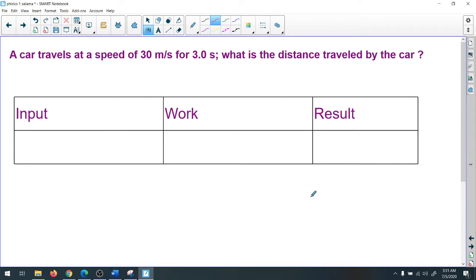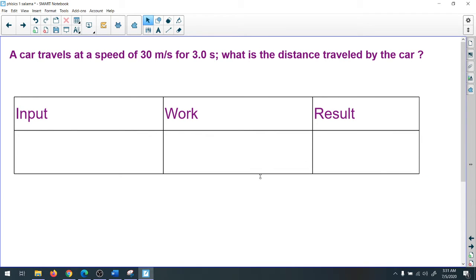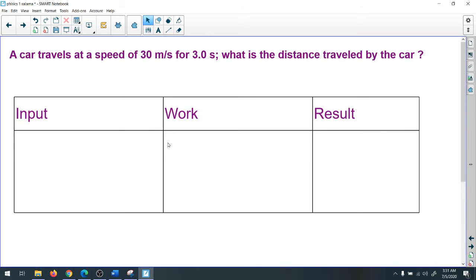Another question here. A car travels at a speed of 30 meters per second for 3 seconds. What is the distance traveled by the car? Okay, so I want you to organize your work. First you have to mention the input. That's the best way to work efficiently.